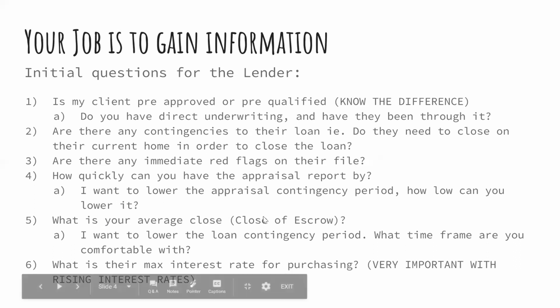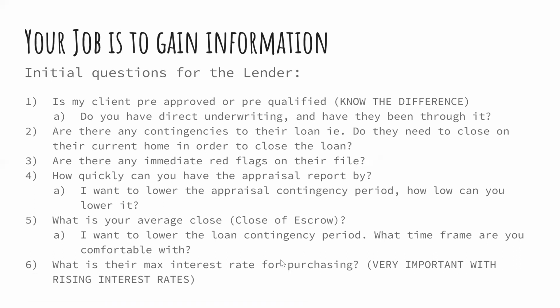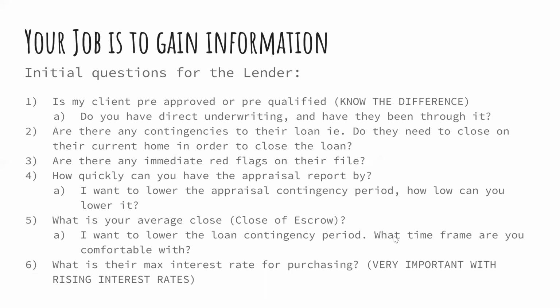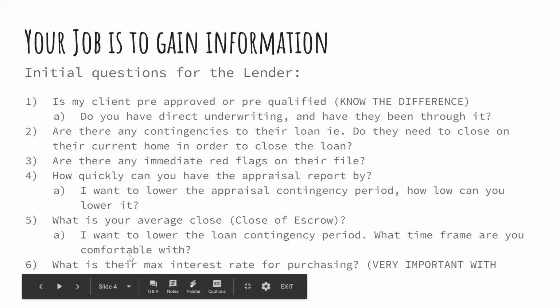I also want to see what their average close of escrow is. Like, can they do a 21-day close? Can they do a 17-day close? How competitive, how quickly can we close, and how can I write the offer as such? And I'm blatant too. I want to lower my loan contingency period, at least to 17 days, so we can remove all contingencies on day 17. What time frame are you comfortable with for me lowering that contingency period?